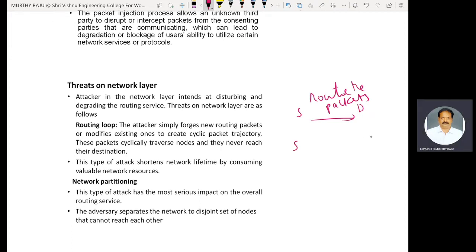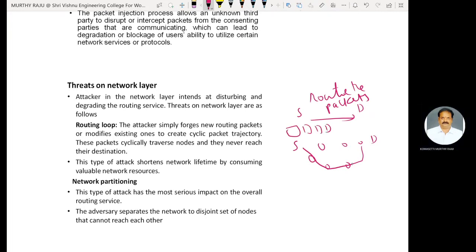This is the source node. This one is the destination node. In between, multiple nodes are there. The path is like that. This is the path. The source node has some packets like that. Instead of these, the attacker simply forges new routing packets. Instead of 4 packets, the attacker creates another 4 packets like that.